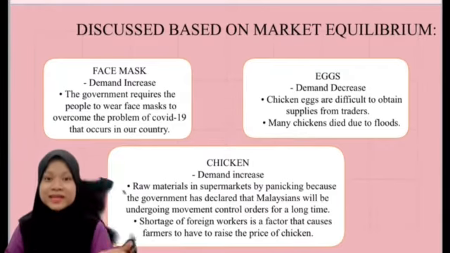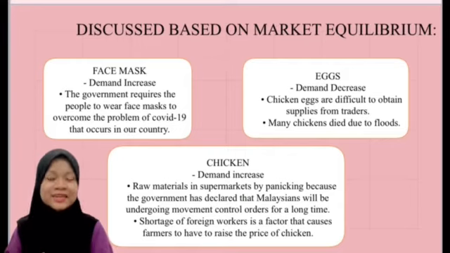The demand for eggs is decreased because the government will implement a lockdown on all Malaysians in order to overcome the COVID-19 problem. So, Malaysians buy raw materials in a panic, which causes eggs in the market to run out. This is because the people do not plan their expenses before the lockdown occurs.